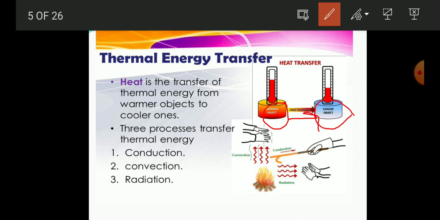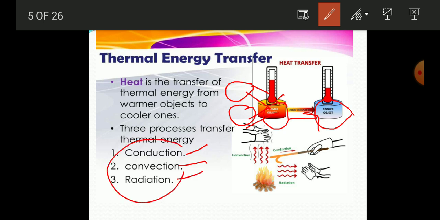Students, if more objects are kept near this hot object, in that case also this hotness is transferred. This heat energy is transferred. All these things are the same, only the name is different. You can say heat, or heat energy, or this energy. So it is transferred from the hot object to the cooler object, and this follows three ways. Heat is transferred in three ways: conduction, convection and radiation. So let us know all of these three things in detail.